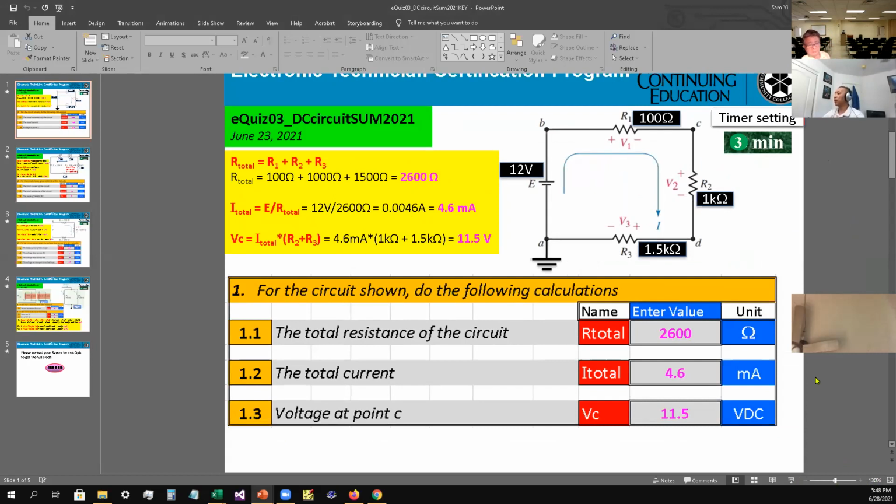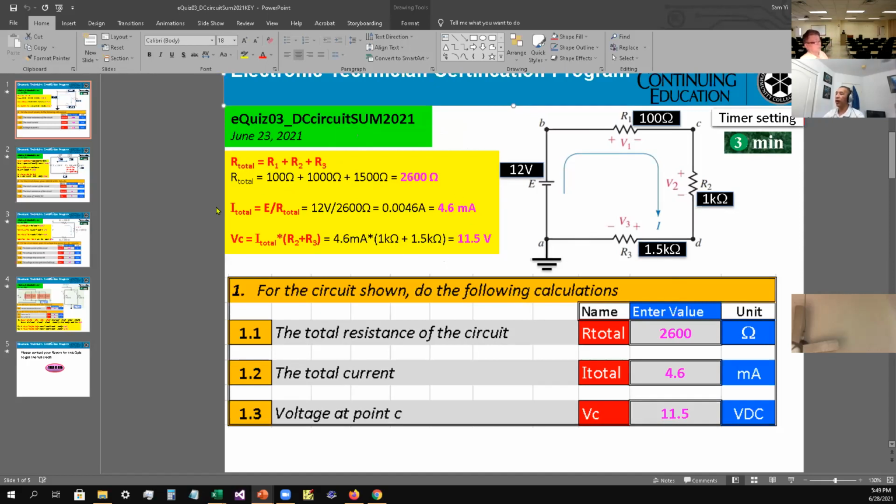Okay. So the first one, number one, they want the total resistance of the circuit. This is a series circuit. You have R1, R2, and R3. In a series circuit, you just add the total together. So that's my formula: R total equals quantity R1 plus R2 plus R3.